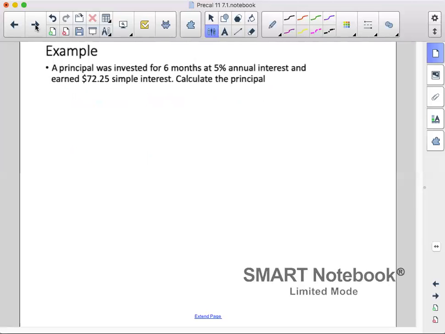Next one, a principal was invested for 6 months. So that means our T is 6 out of 12 because we've got 12 months in a year. So our T is 0.5. Our interest rate is 5%. Changing that to a decimal gives us 0.05. They also tell us that our interest earned was 72.25, and we want to solve for a principal.